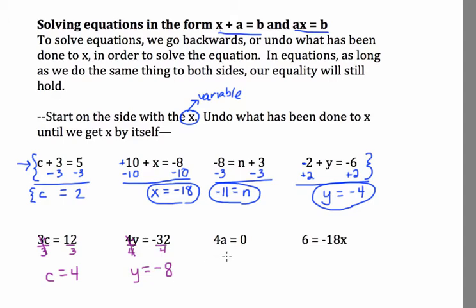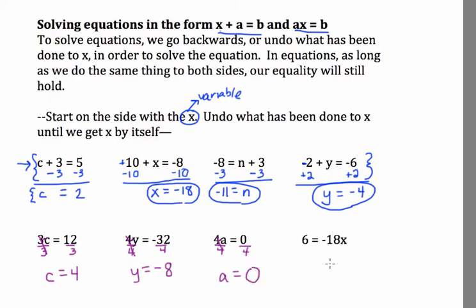Start on the side with the variable. Undo what's been done to the variable. So right now, it's 4 times a. So to undo timesing by 4, I want to divide by 4. A equals 0 divided by 4 is 0.